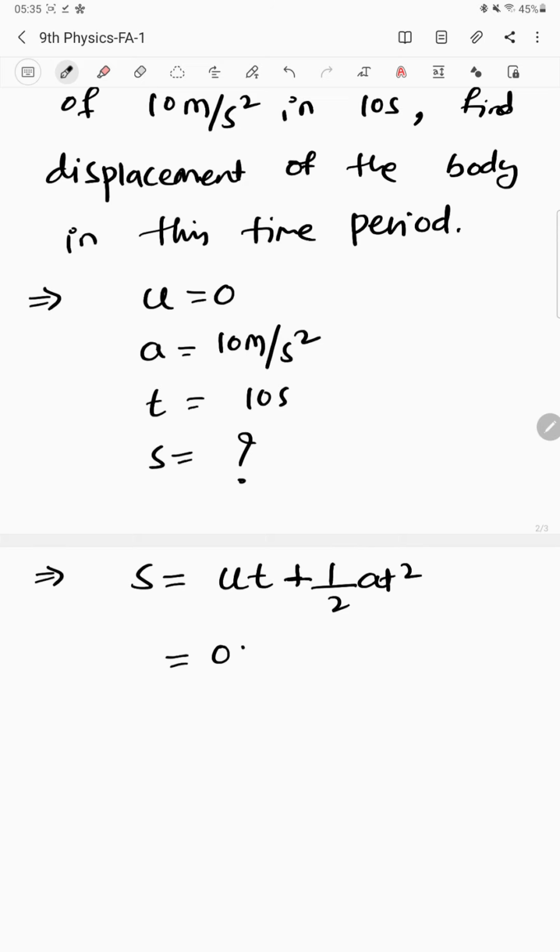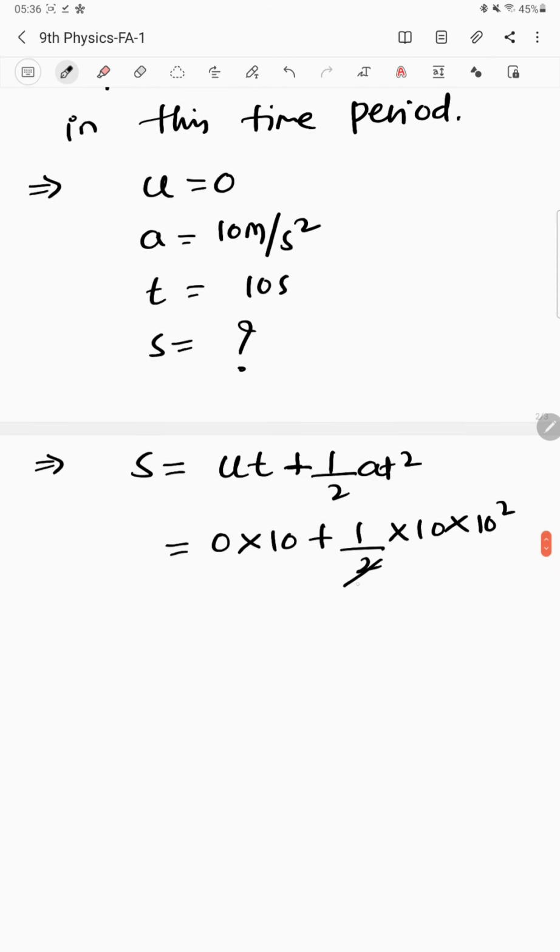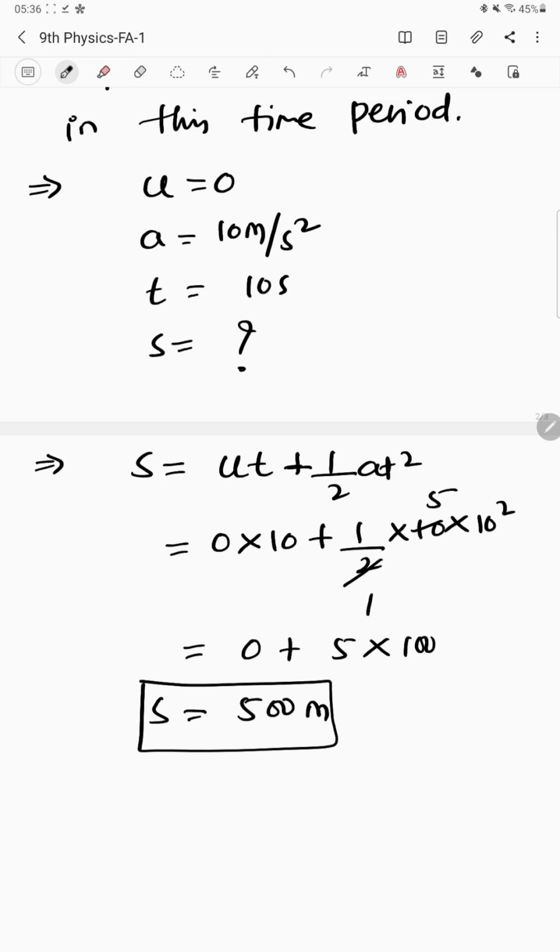u means what? 0, into t is 10, plus half into a is 10 into t square is again 10 square. All right, so 2 ones are 2, 2 fives are 10, so it becomes 0 into 10 is 0 plus 5 into 10 square is 100, so it becomes 500 meters. So in this time period it will be covering 500 meters.